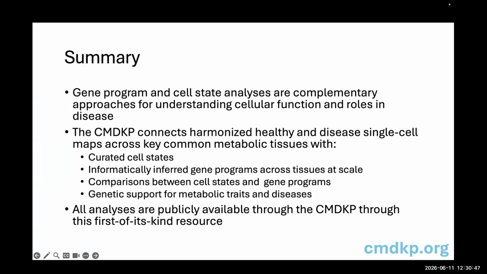So in summary, gene program and cell state analyses are two complementary approaches for understanding cellular function and its roles in human disease. The CMDKP connects these harmonized healthy and disease single cell maps across key common metabolic tissues with curated cell states, informatically inferred gene programs across tissues and at scale, compares the cell states and gene programs, and provides genetic support for the metabolic traits and diseases. And all of these analyses are publicly available on the CMDKP through this first of its kind resource.